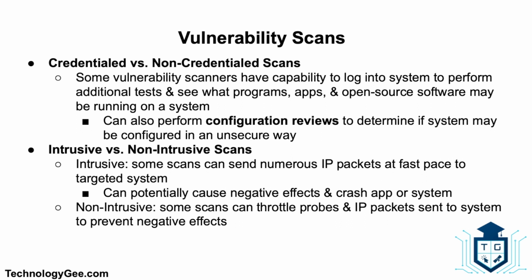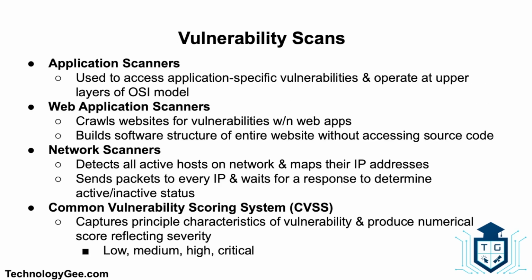You need to know about intrusive versus non-intrusive scans. So vulnerability scanners sometimes can send numerous IP packets at a very fast pace to a target system. This is known as intrusive, and these IP packets can potentially cause negative effects and even crash an application or a system. In some scanners, they can be configured in such a way that you can throttle the probes and IP packets that it sends to a target system in order to be non-intrusive and to not cause any negative effects in the system. Then we have application scanners, and these are used to assess application-specific vulnerabilities, and they operate at the upper layers of the OSI model.